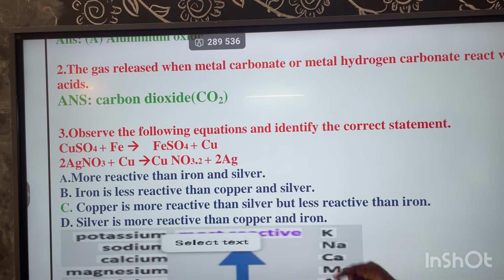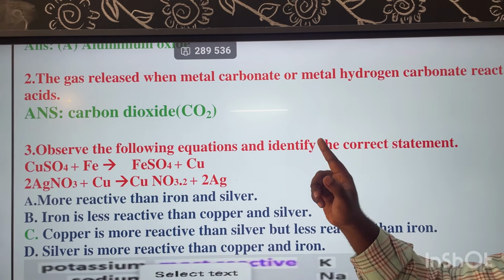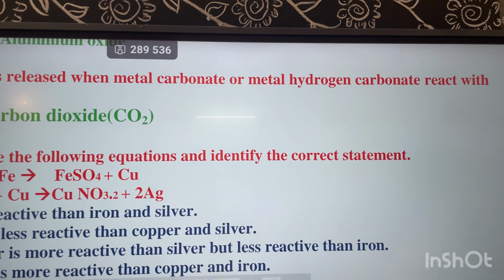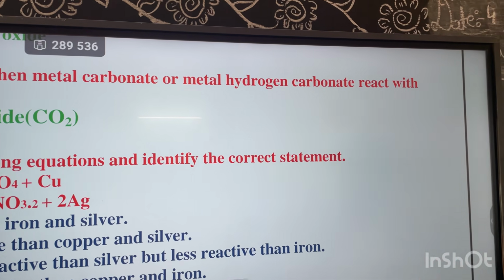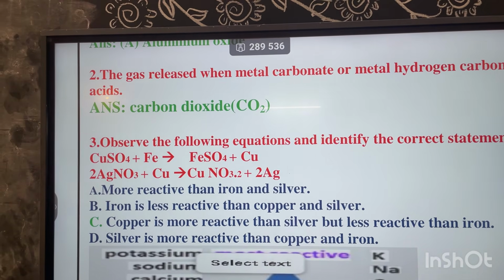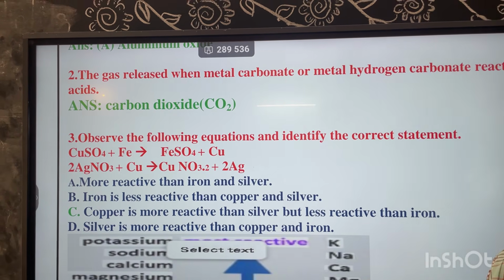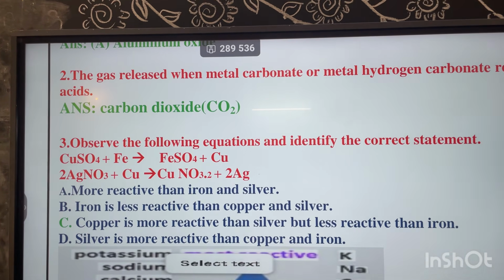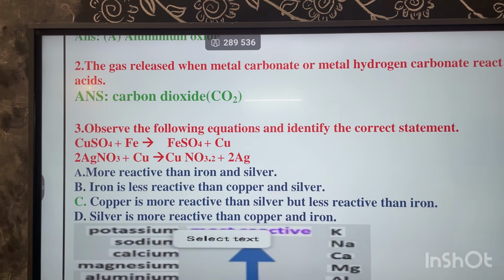Next question: the gas released when metal carbonate or metal hydrogen carbonate reacts with acids. What type of gas is it? Carbon dioxide gas is produced when acids react with metal carbonate or metal hydrogen carbonate.